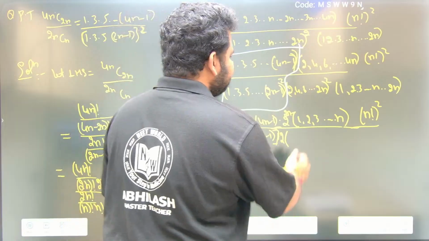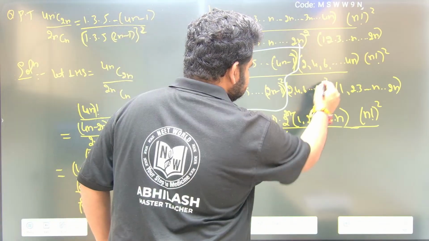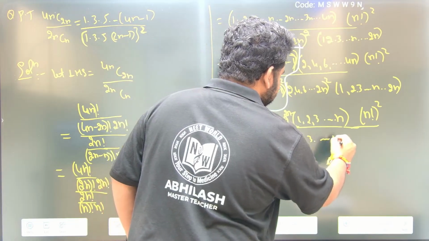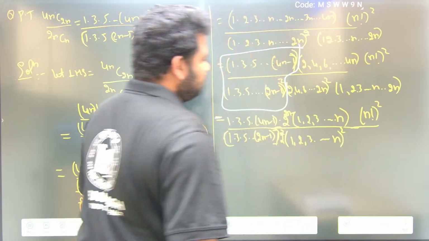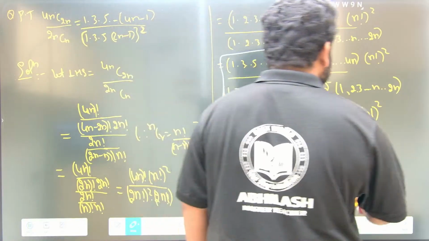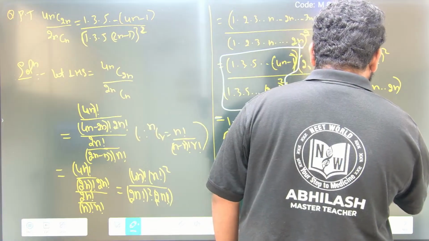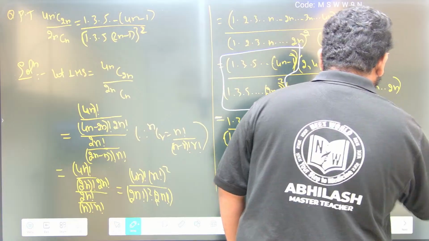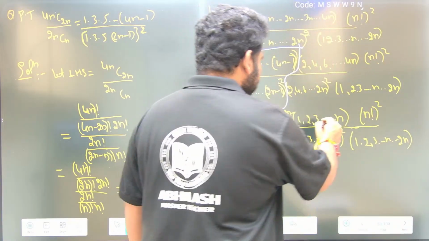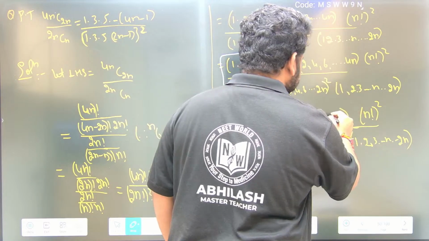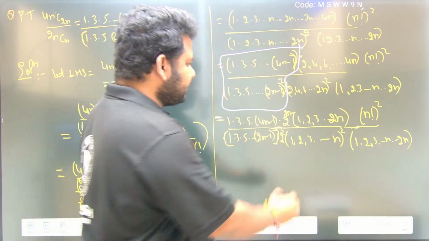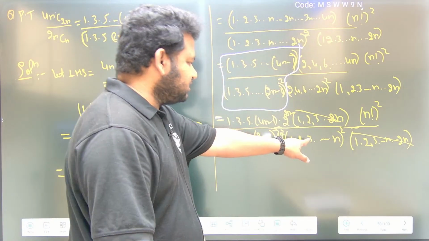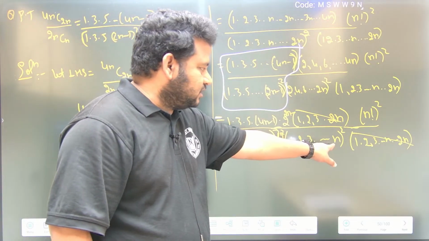Since it is square, 2 square will be there, so this will be 1, 2, 3 up to n, here it will be square, into 1, 2, 3 up to n up to 2n. So this will be 2n only, because here it is 4n. Now this one and this one I can cancel. This is nothing but n factorial whole square.